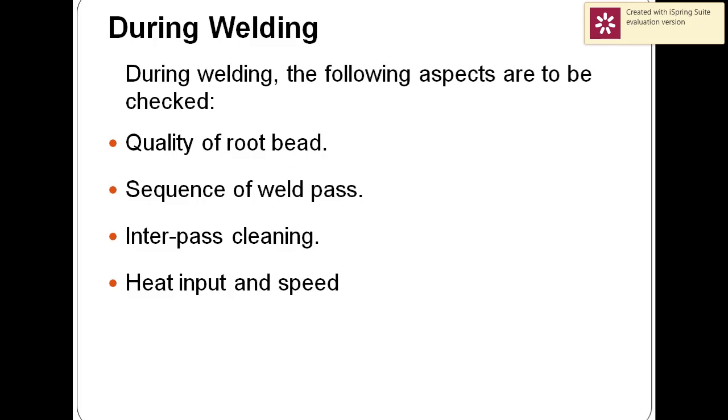During welding. In during welding, the following aspects are to be checked: the quality of the weld bead, the quality of the root bead. The root bead is the initial welding. When you start the work, the first welding is called the root bead or root weld. Sequence of weld passes. Once you complete the root weld, you do the welding process again on top of the surface, which is called a weld pass. Sometimes it's called a layer.